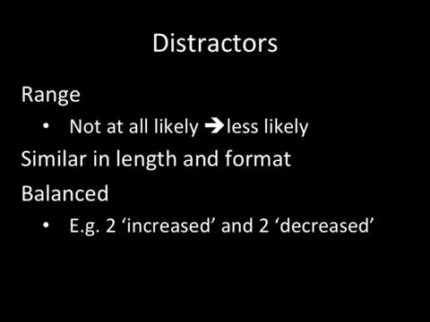When we're looking at a CT scan and there's an abnormality, there's a bunch of different things it could be. Some of them are not very likely, and then there's one that's the most likely. And you want that most likely one to be a significant step ahead of the others in likelihood. The distractors should all be similar in length and format, and they should be balanced. So, for example, if you have two which use the word increased, you want to have two which have the word decreased within them.